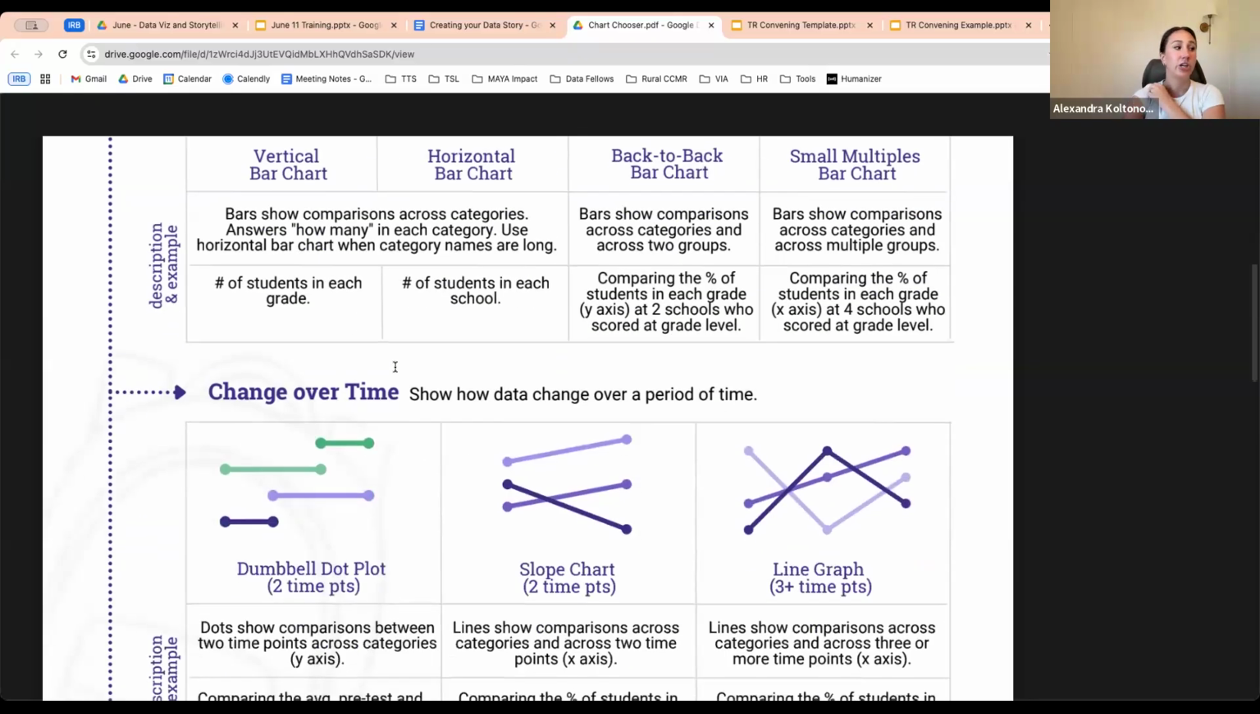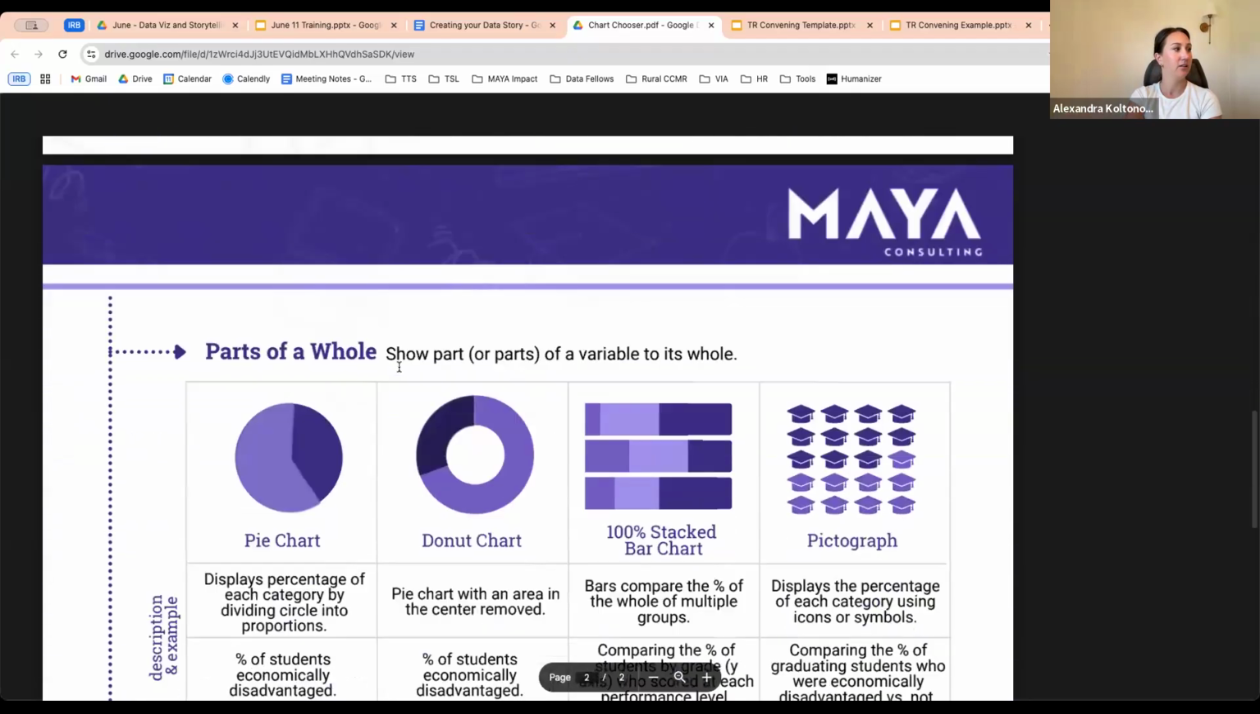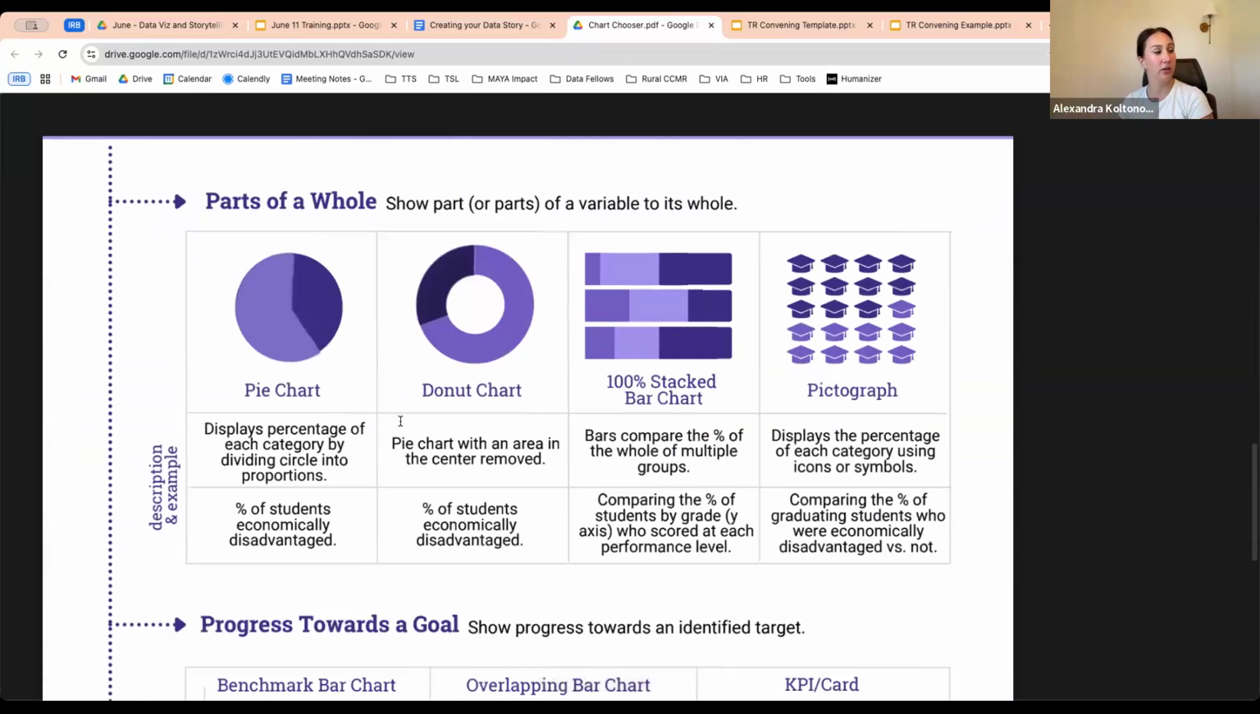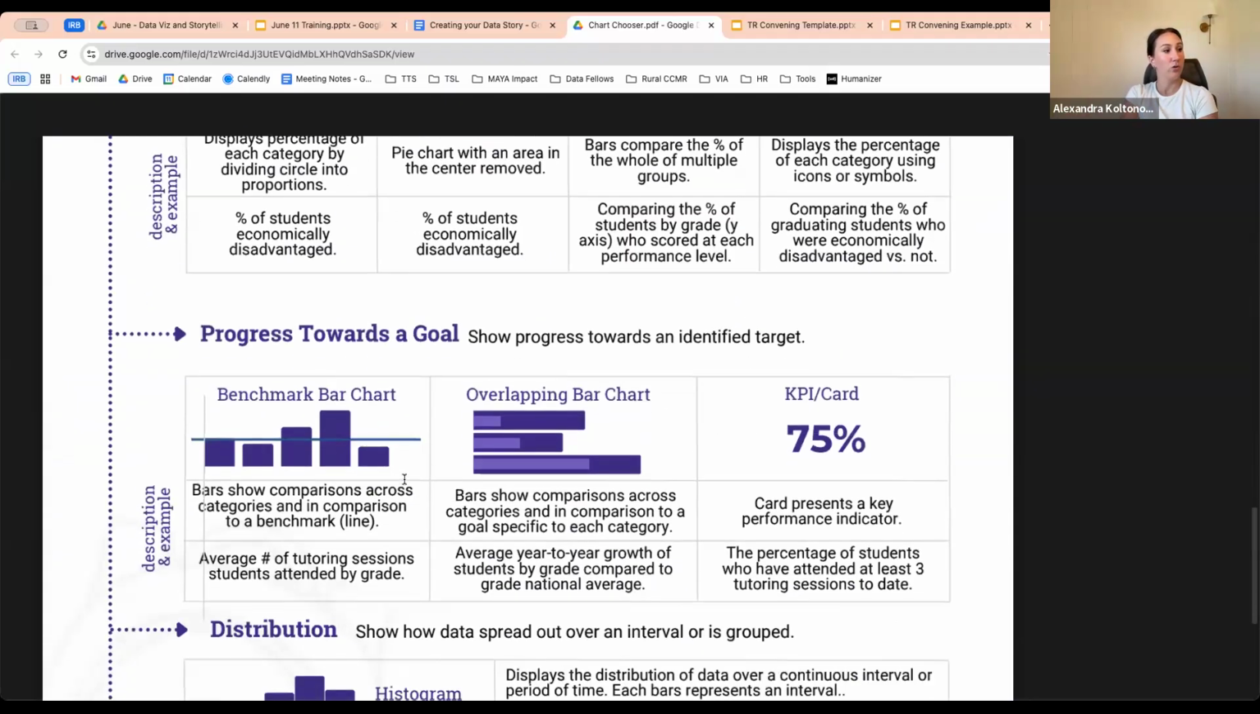We don't have a lot of change over time data, but this is something we can think about in the future. So when you're looking at and wanting to show how data has changed after maybe this strategy has been implemented, then we could look at this. Parts of a whole. These are different ways that you can show various parts of a whole. And then also progress towards a goal.